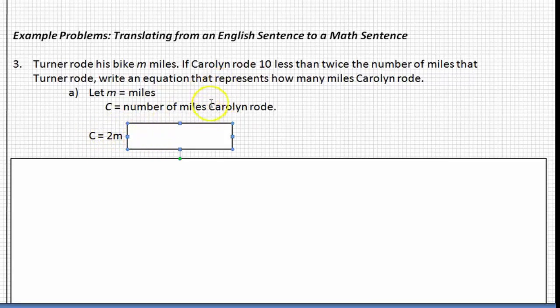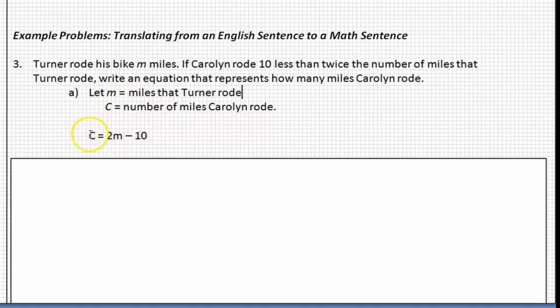And then what do we need to do next? What's going to be the last term? You said subtract 10. I would agree with that. So this would be an equation, C equals 2M minus 10. That would tell us how many miles Turner rode. It might be a little bit best in terms of technicalities to write that this equals the number of miles that Turner rode. So we could be even more specific than that, because we're comparing the number of miles that Carolyn rode to the number of miles that Turner rode. So twice the number of miles that Turner rode minus 10 will tell us how many miles Carolyn rode.